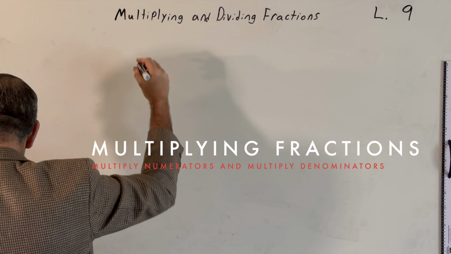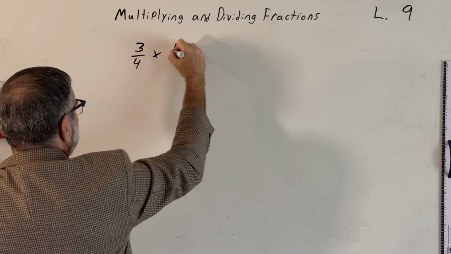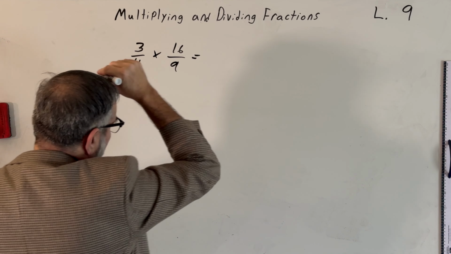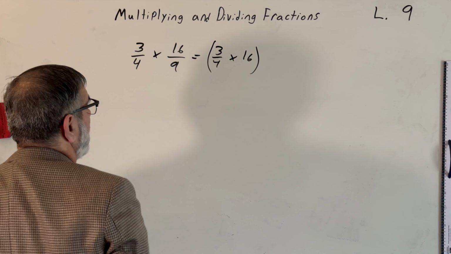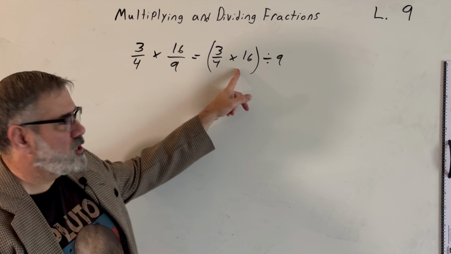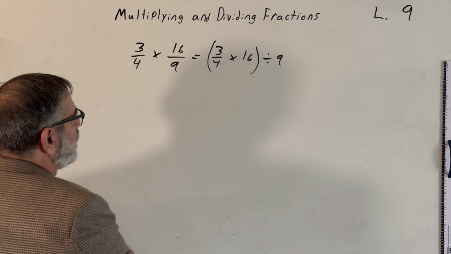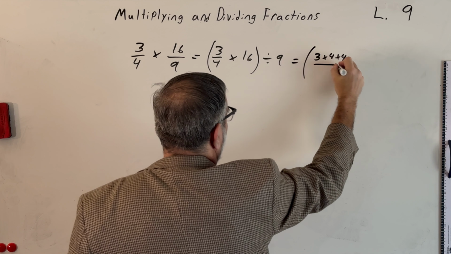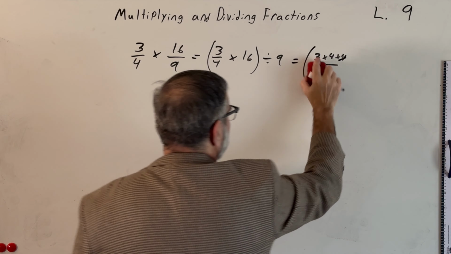So, for example, 3/4 times 16 ninths, that's the one we just did. This is the same thing as 3/4 times 16 divided by 9. So I'm breaking this up into a multiplication by a whole number and a division by a whole number problem, you see? So what is 3/4 times 16? We know how to do that, right? That is just 3 times 4 times 4 over 4. This 4 cancels with this 4, and I'm left with just 12, because 3 times 4 is 12.